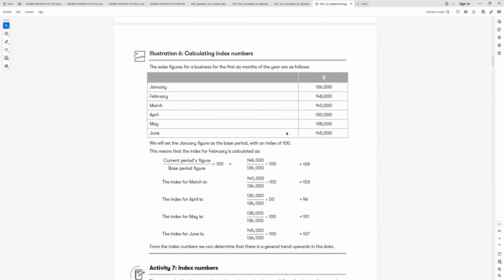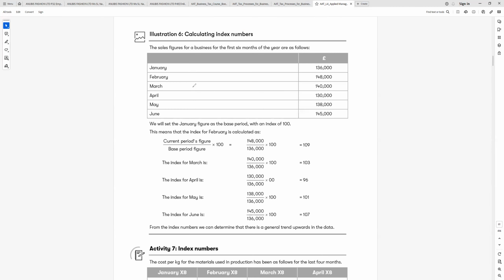Okay, let's have a look at an example. So you can see here, we have to calculate the index number. The sales figures for a business for the first 6 months of the year are as follows: January, February, March, April, May, June. And the base period is always 100, remember that. Now we need to see how it is increasing or decreasing. So you can see here, the first one is we are comparing with January.